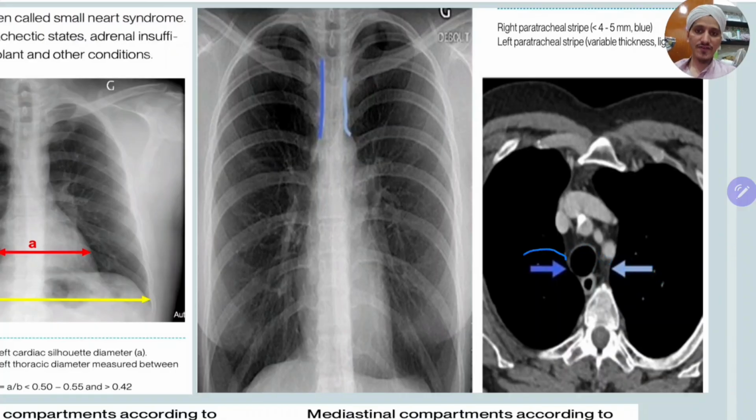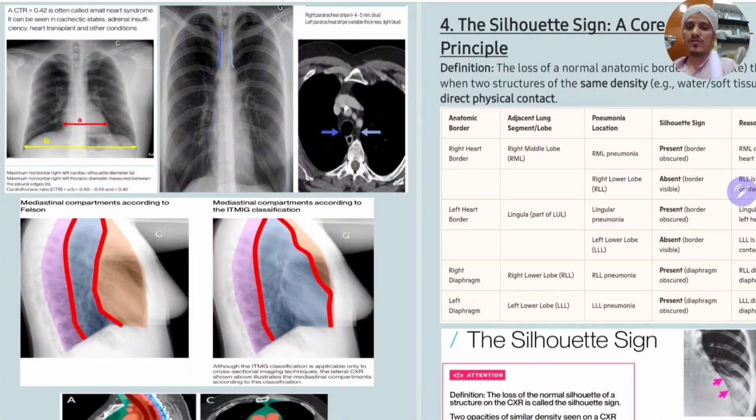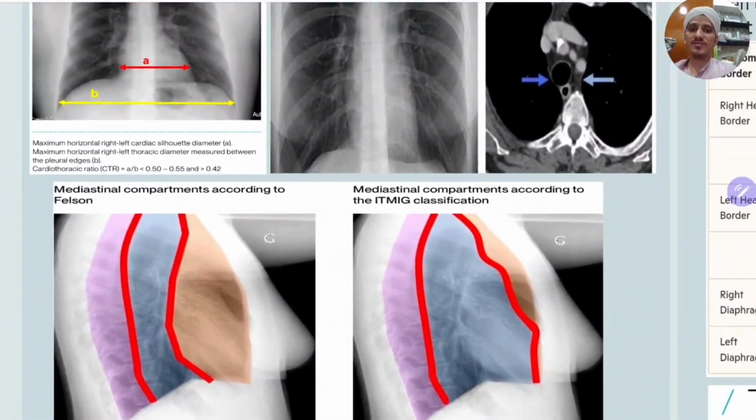So this is the left paratracheal stripe, and the components you can see are the left lung pleura, mediastinal fat, and then air. On the right side you can see the aorta and pulmonary vessels, and in between them you can see the aortopulmonary window. If something is filling that, then there is abnormality. Now lastly, we discussed the mediastinum.